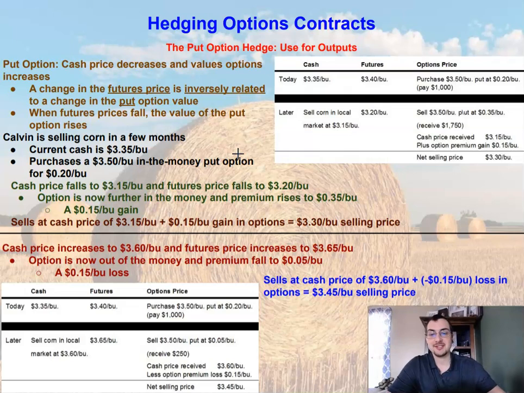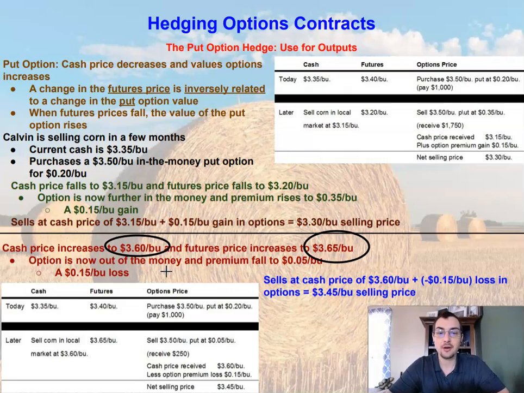So let's say that the cash prices increased to $3.60 and the futures prices increased to $3.65. Well, remember that this is all the same example, only now the prices go up. The strike price of that put option was $3.50. Now that the futures prices increased to $3.65, we're out of the money, ladies and gentlemen. That option is now out of the money.